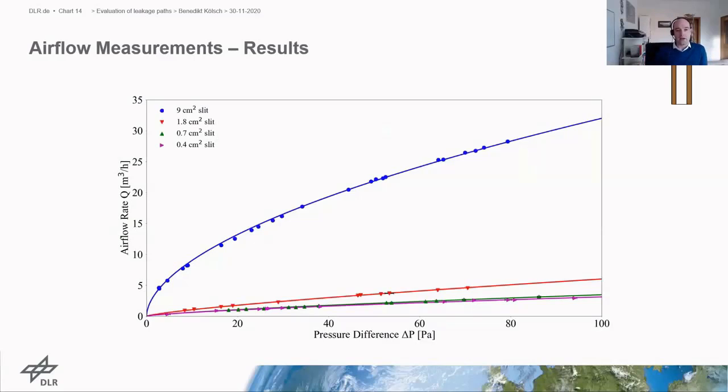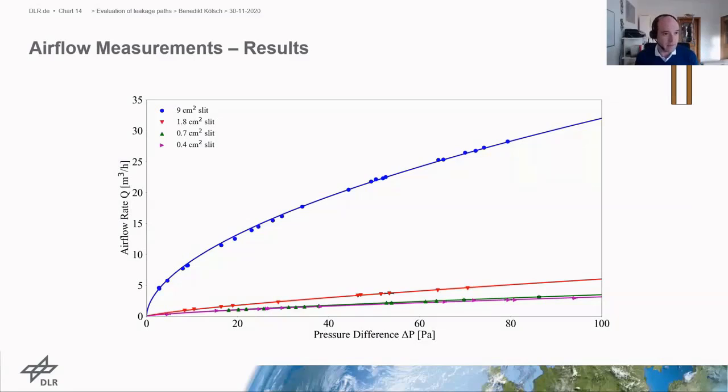And here we only changed the slit heights between the measurements. On the x-axis, you see the pressure difference, and on the y-axis, the airflow rate, as it is done for the blower door tests. All the dots are measurements for these different pressure difference and airflow rate combinations. And the line is a fitted blower door function between them.